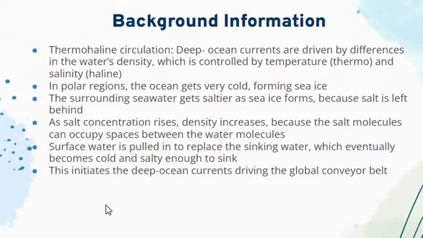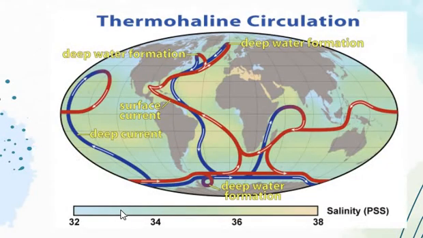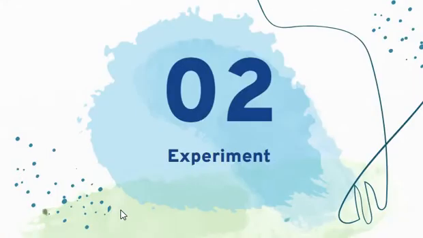As salt concentration rises, density increases because the salt molecules can occupy spaces between the water molecules. Surface water is pulled in to replace the sinking water, which eventually becomes cold and salty enough to sink. This initiates the deep ocean currents driving the global conveyor belt. This is a diagram showing thermohaline circulation. The scale below shows salinity levels in different areas of the map.